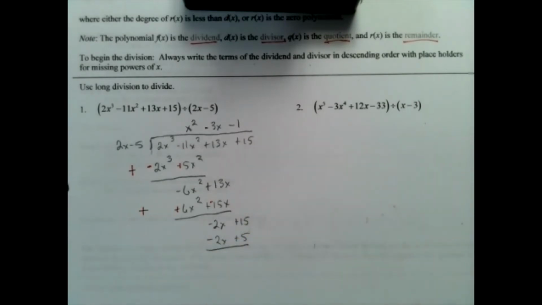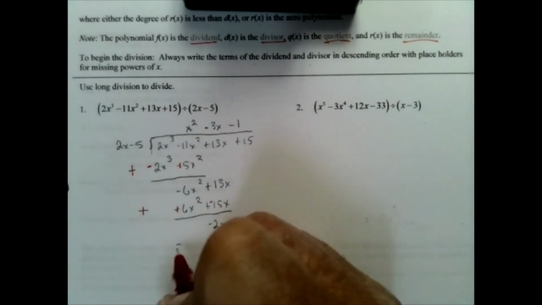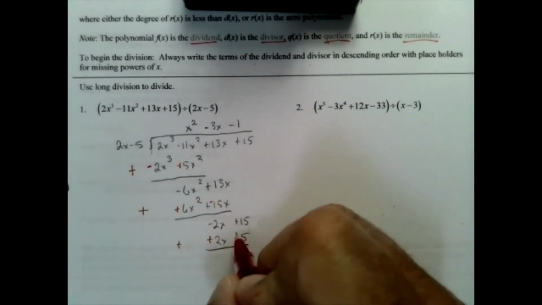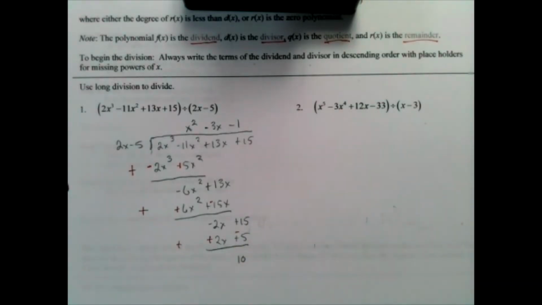And I'm a creature of habit. I'm going to keep doing the same step because I want to make sure I get the right final remainder. Subtraction, same as adding the opposites, and I get a remainder of 10. So my answer here would be x squared minus 3x minus 1 plus the remainder over the divisor.